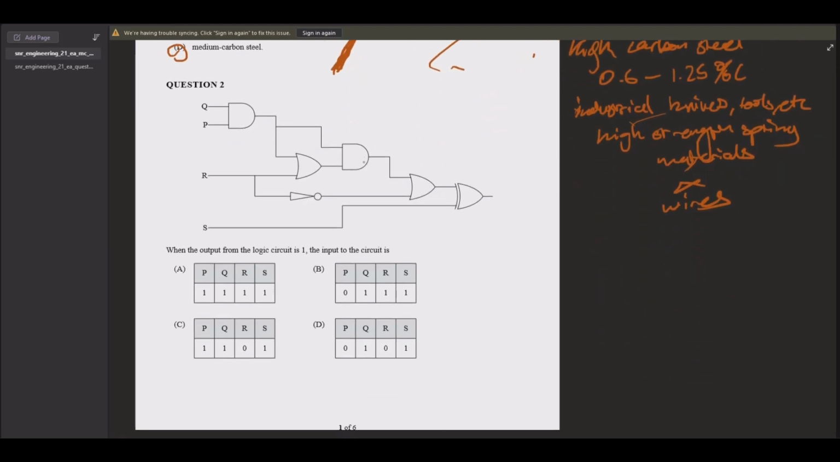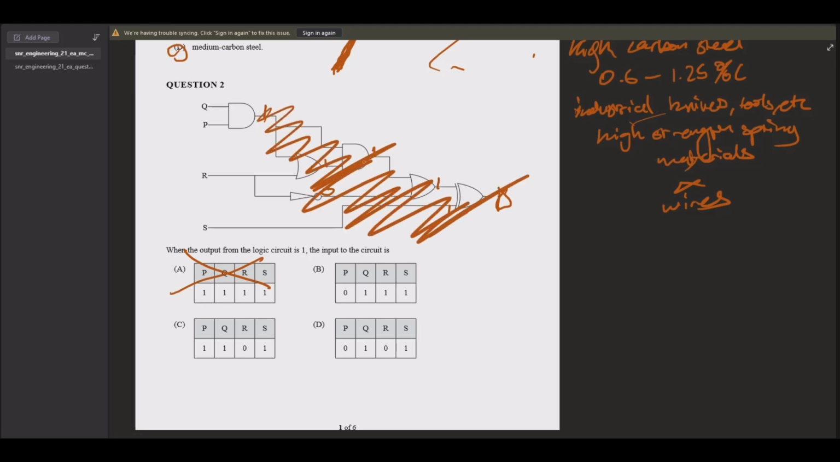Logic circuit question. When the output from the logic circuit is 1, the input to the circuit is... Instead of reversing this, I'm going to take a look and do a process of elimination. If P and Q are both on, we're going to get a 1 there. If R is on, that's off. This is going to be on. That's an OR gate, so this is going to be on. And if S is on, that's going to be on, but that's an XOR gate, so it's one or the other, but not both. So that's going to form 0, which means it's not A.